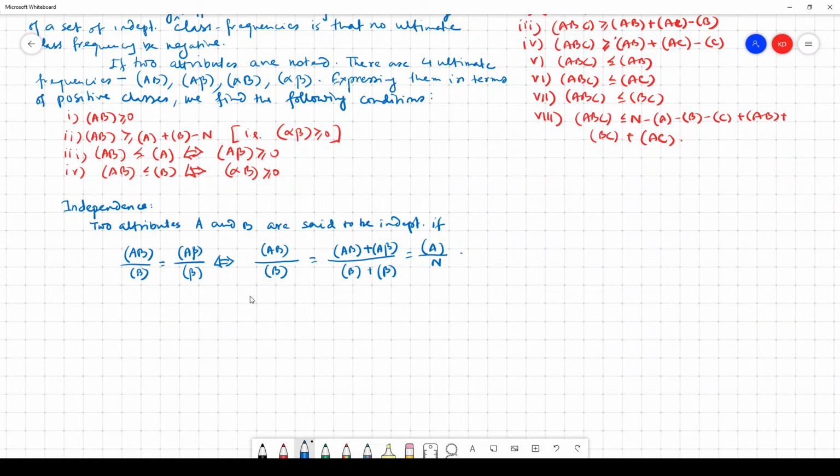Similarly, this implies AB = A·B/N. So this is again written as (AB)/N = (A/N)(B/N).